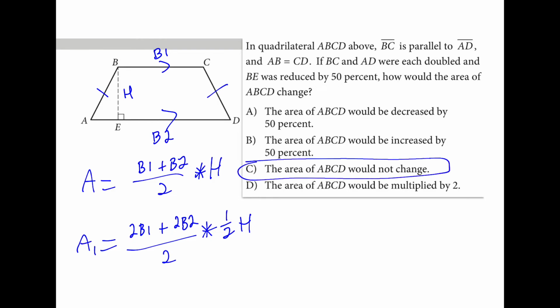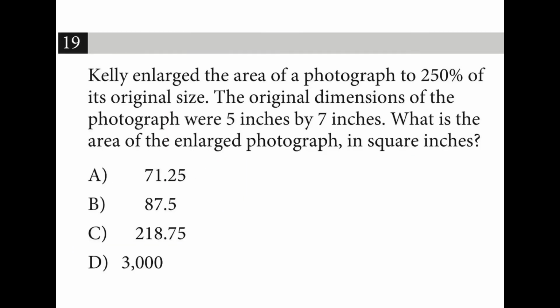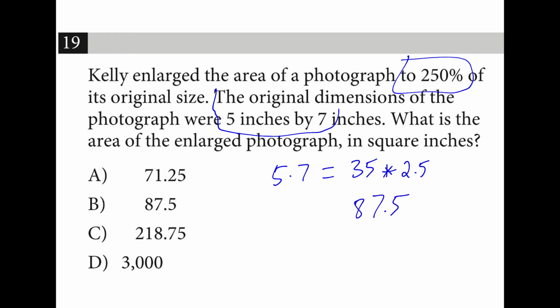The original dimensions of a photograph are 5 by 7, or an area of 35. If we are now multiplying that by 2.5, because that's the equivalent of taking 250%, we're going to get 87.5. So the answer is B.